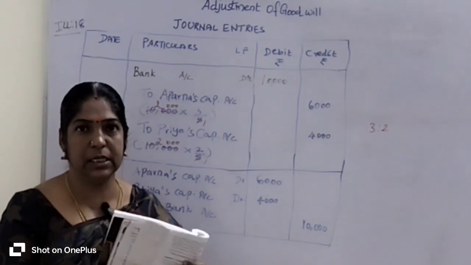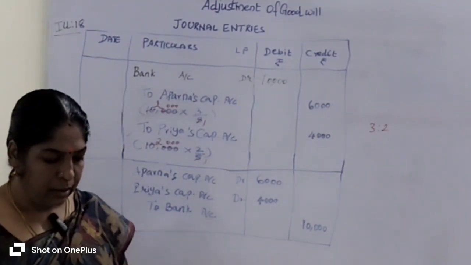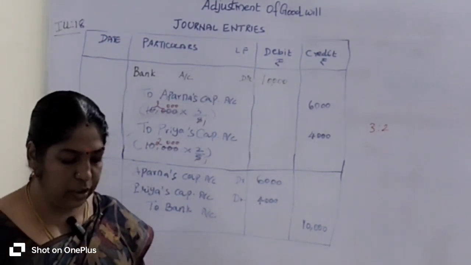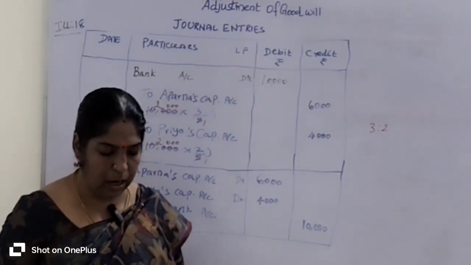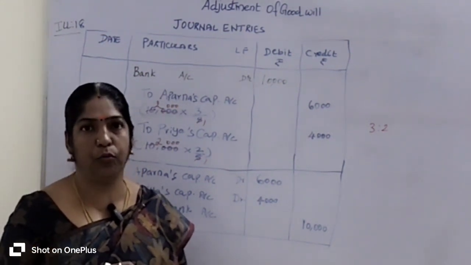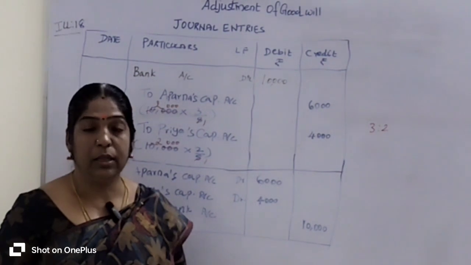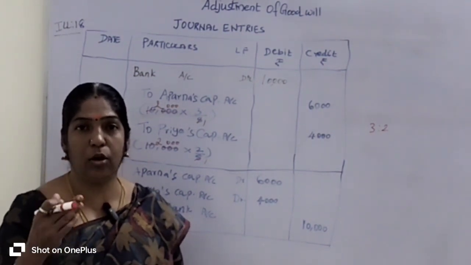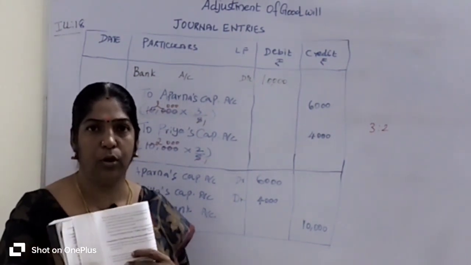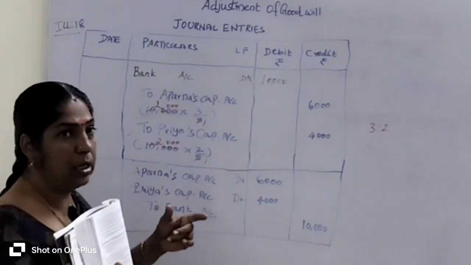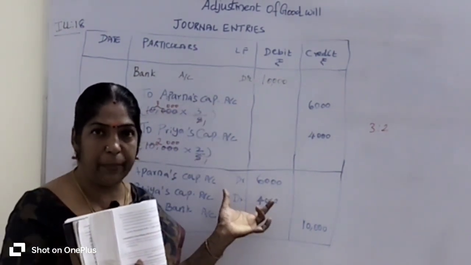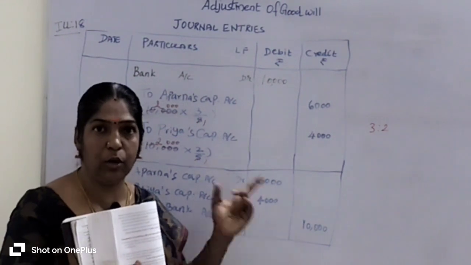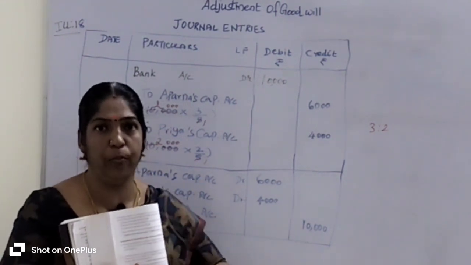What is the second journal entry? The old partners withdraw the entire amount of goodwill. Underline: entire amount of their share of goodwill. So the old partners withdraw the entire amount of their share of goodwill. What is the journal entry? In reverse order: old partners' capital account debit to bank account.